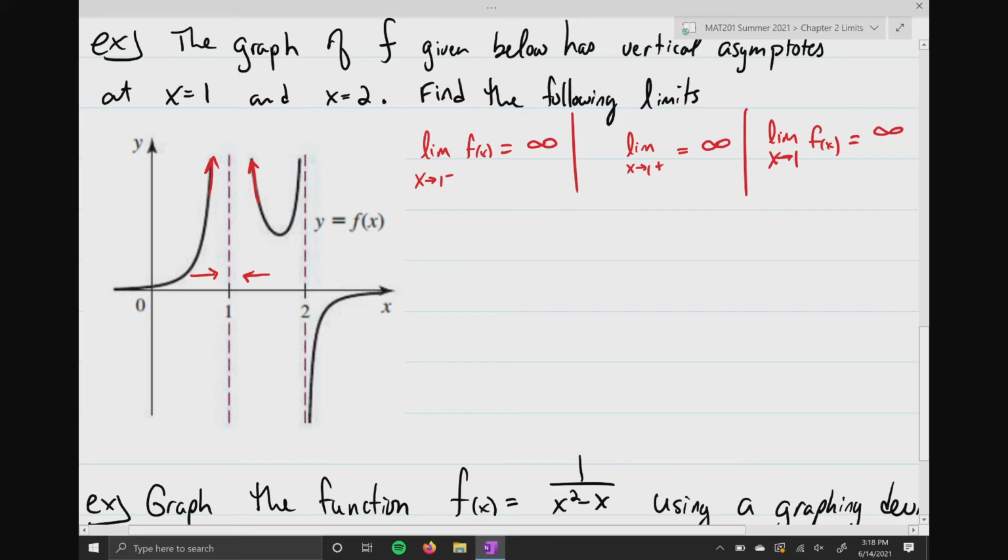Now, let's look at the other asymptote that we have in this situation. So the limit as x approaches 2 from the left of f of x. Ooh, I forgot to write f of x up there. There we go. So the limit as x approaches 2 from the left of f of x. Well, I'm approaching 2 from the left, so that's this way, which means I'm going downward, so that's going to be negative infinity.